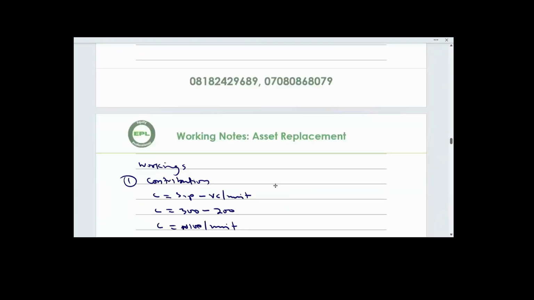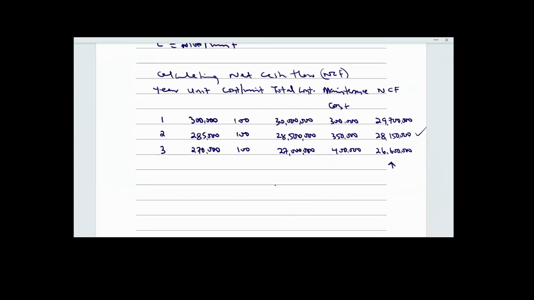Net cash flow of year 1 is 29,700,000. Net cash flow of year 2 is 28,150,000. We are told that the scrap value will fall by 3 million naira. The first year salvage value is 8 million. When you less 3 million, it will be 5 million balance. Okay. Then this should be 1. So sorry, that 28,150,000. Is it 28,150 or 28,250? 28,150. That's what we have. Net cash flow for year 2, 28,150. Okay.